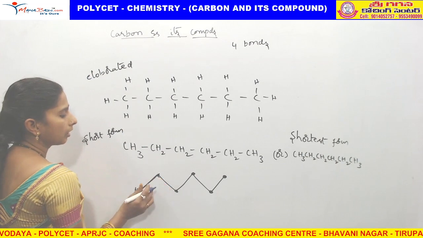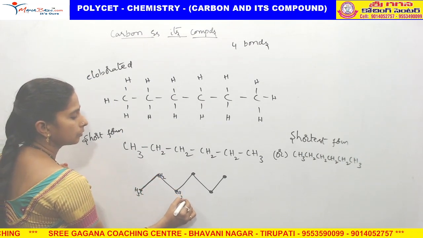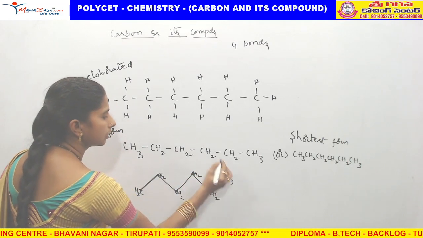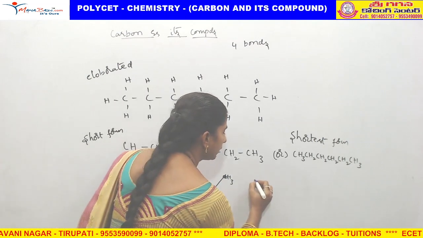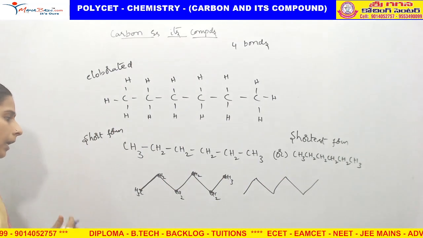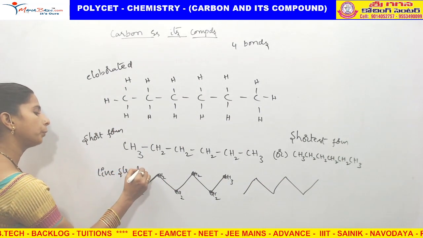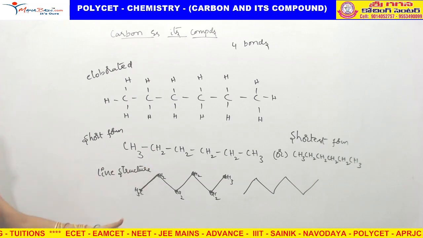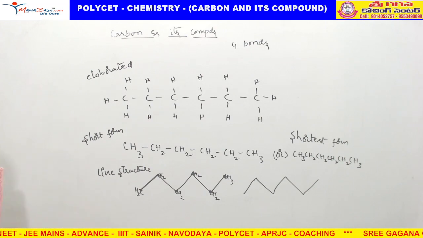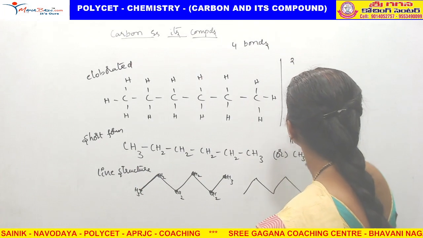Here carbon is there. 2 bonds are there. CH2. Here CH2, here CH2, here CH2, here CH2. Same formula only, but we are writing it in the form of a line structure. This is called the line structure. I hope you understand. This is the way to write the chemical formula, the organic formula.